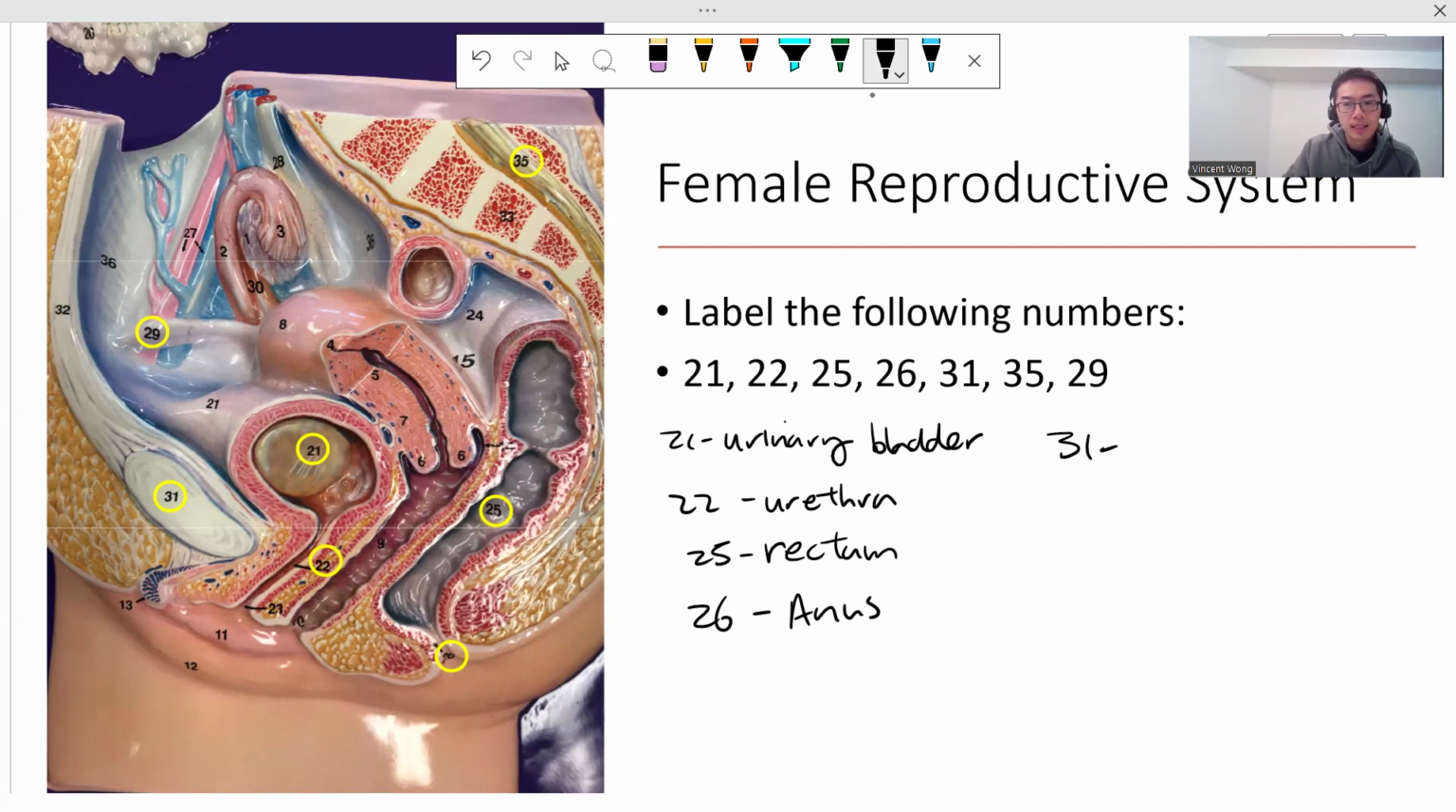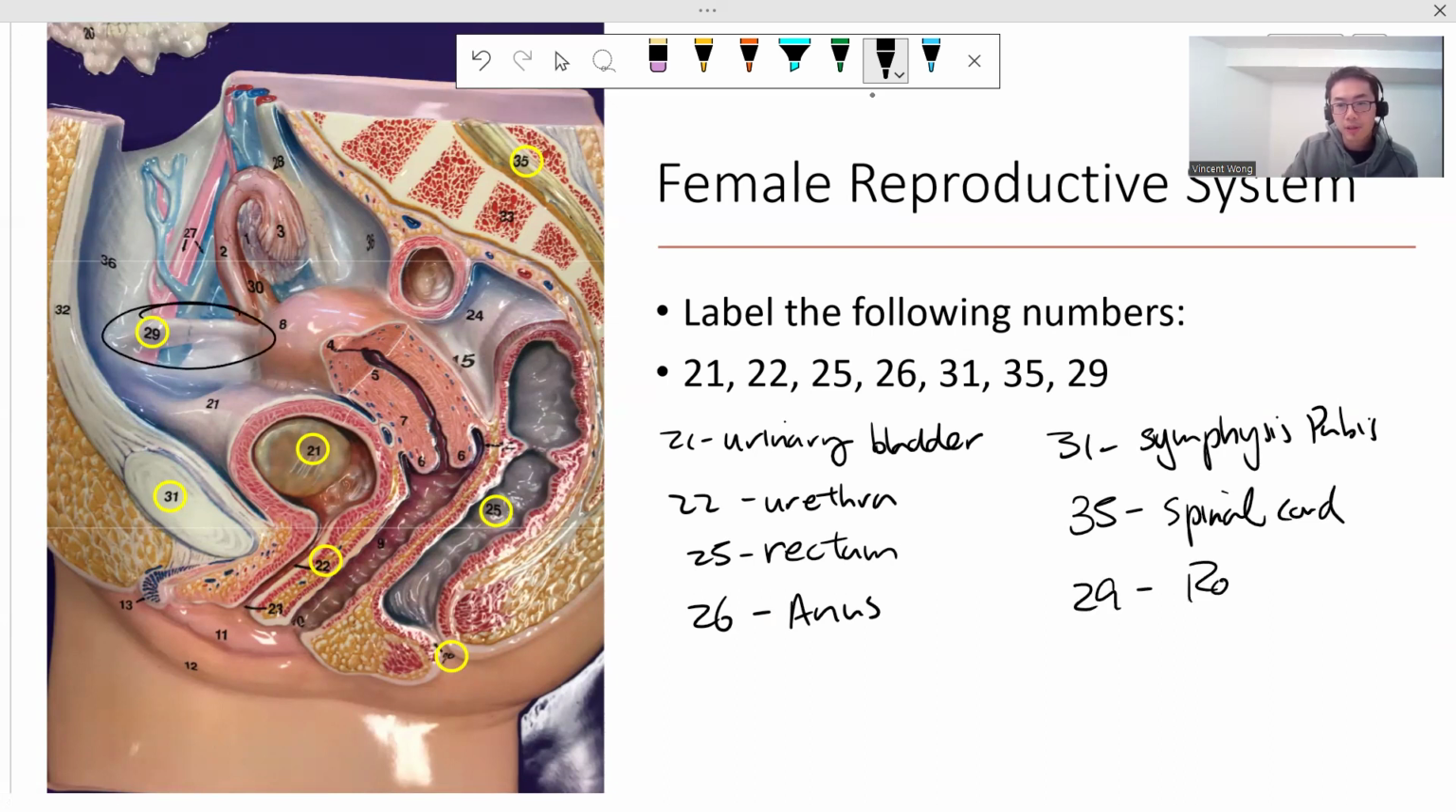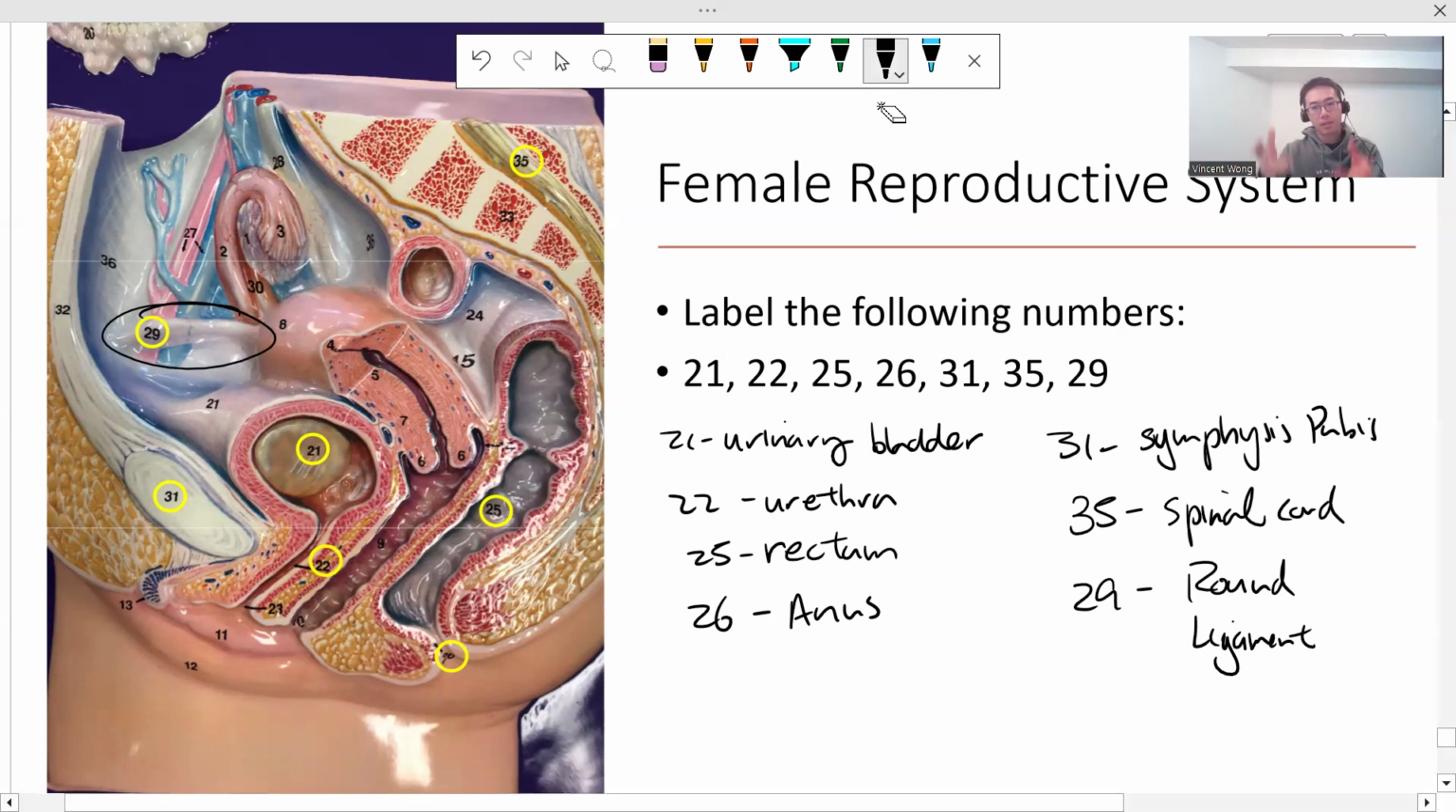31. Symphysis pubis. Right, the bone that joins the two pubis together. And 35. Spinal cord. And 29, this we talked about before. It's called a round ligament, which holds the uterus in place so it doesn't fall down too much from the weight of the baby.